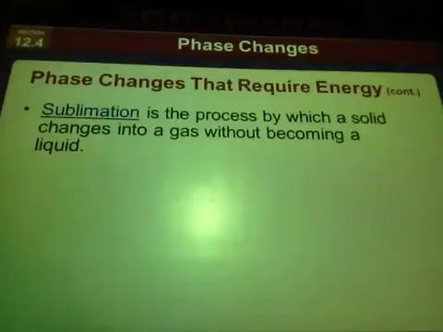Okay, we have talked about sublimation before, and sublimation is just the process by which a solid changes into a gas without becoming a liquid. With sublimation, we are going to have to add enough energy that we can overcome the tightness of those intermolecular attractions to quickly move it from a solid to a gas. We know that dry ice is a really good example of something that sublimes.